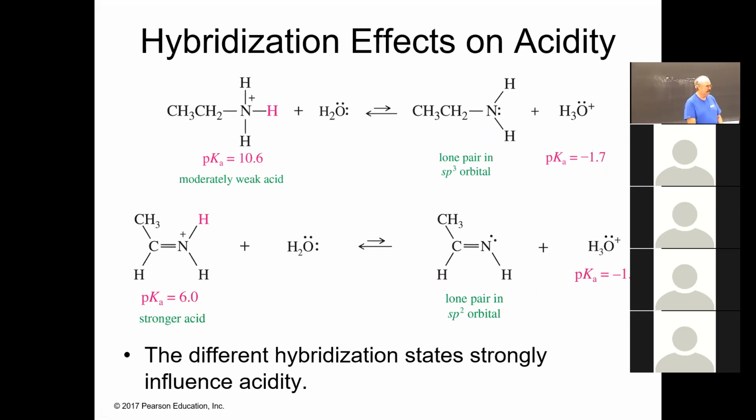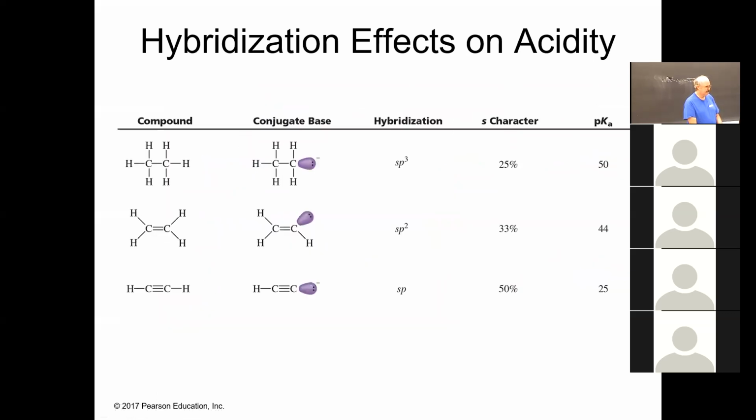Hybridization can affect acidity. Where we have this sp2 hybridized nitrogen atom, that is a stronger acid than when we have the sp3 or tetrahedral. So the more s character we have, the more acidic. A triple bond CH is much more acidic than a double bond CH or a single bond CH.